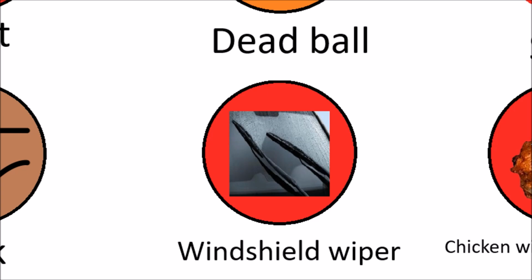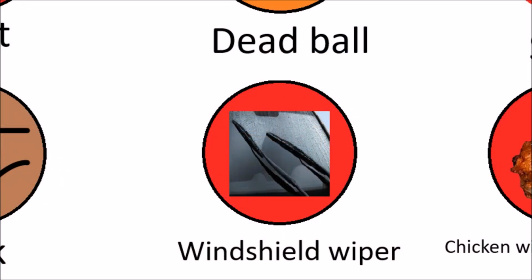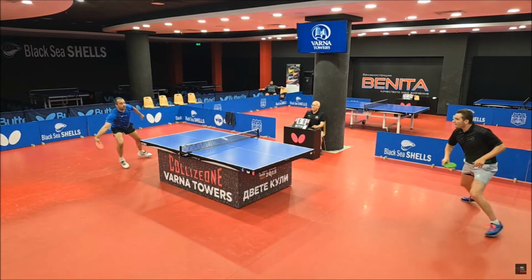Windshield wiper, as the name suggests, is a motion that resembles the motion a windshield wiper in your car makes, in which the player plays a backhand shot with the forehand rubber. For a right-handed player, the motion is from their left to the right. From right to left would simply be a fade or inside-out shot.